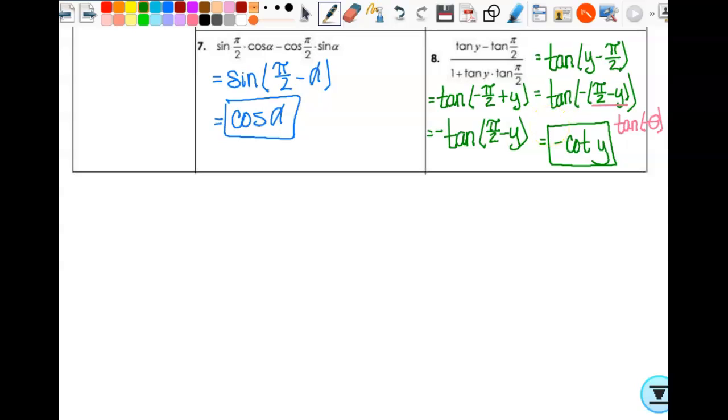What questions do you have? We all good? Awesome. So your assignment again is in formative and on a worksheet. So I'll give that to you in just a second.